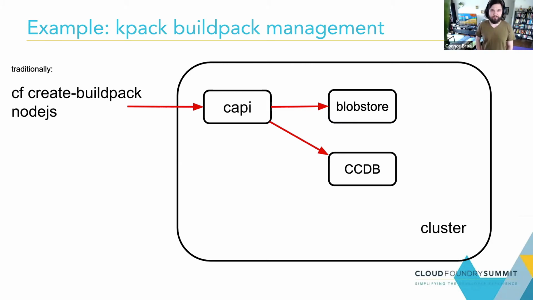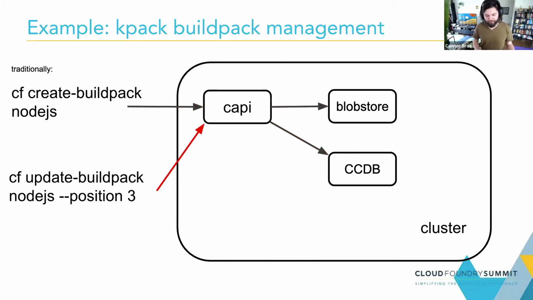So traditionally, we'll talk here about buildpack management, but traditionally, when an administrator wants to add a new buildpack to the platform, they'll run cf create-buildpack nodejs, and the CF CLI will go and talk to the Cloud Controller API, upload some packages to the blob store, and make an entry within CCDB.